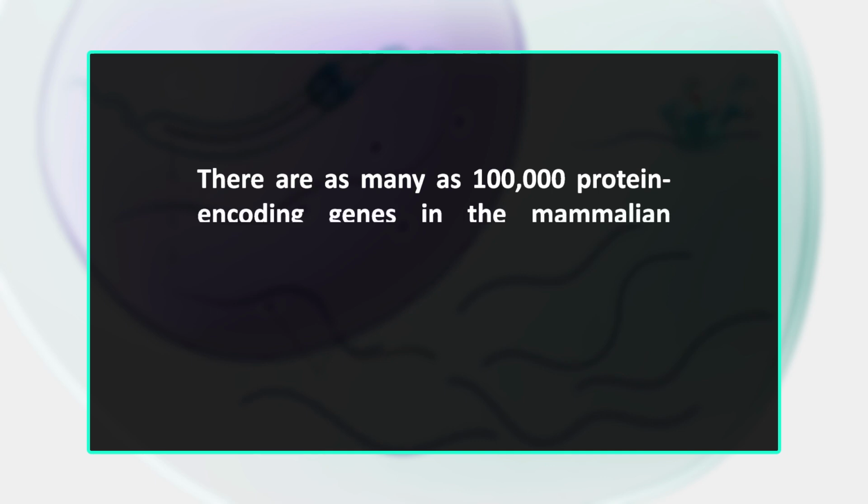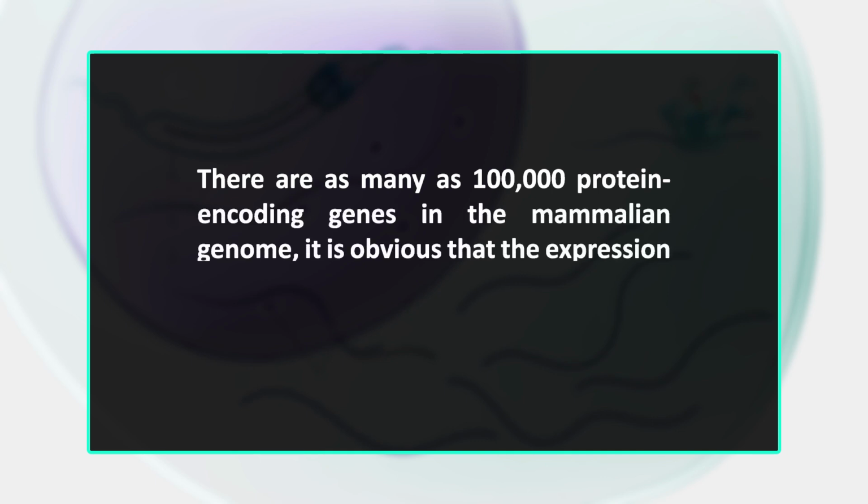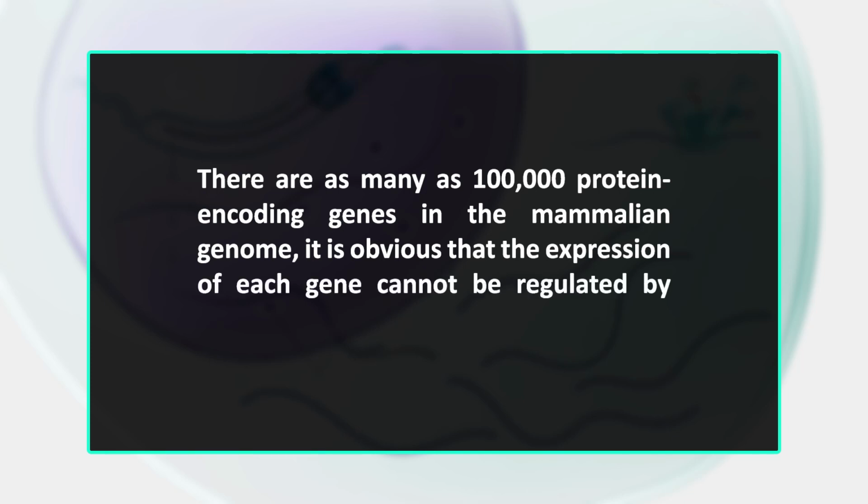Given the fact that there are as many as 100,000 protein encoding genes in the mammalian genome, it is obvious that the expression of each gene cannot be regulated by unique transcription factors. Rather, it would appear that a limited number of transcription factors are responsible and that the high degree of specificity is generated by specific protein-protein interactions that stabilize otherwise weak interactions on a promoter.